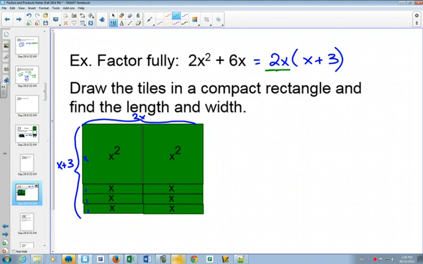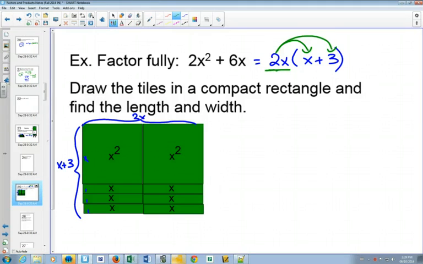Once I do that, I say, well, if I took 2x out of here, like dividing, what would be left that I would need to multiply by to get the 2x squared? I'd need one more x. And what would be left in the 6x if I took 2x out of that? What would be left so that when I multiply, I get 6x?